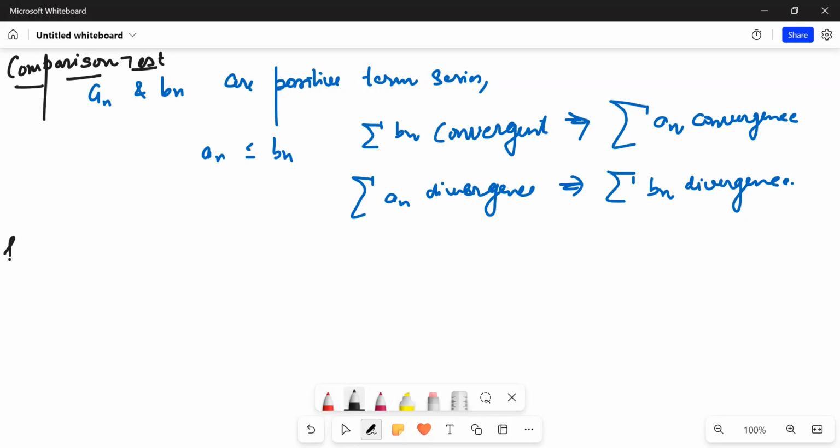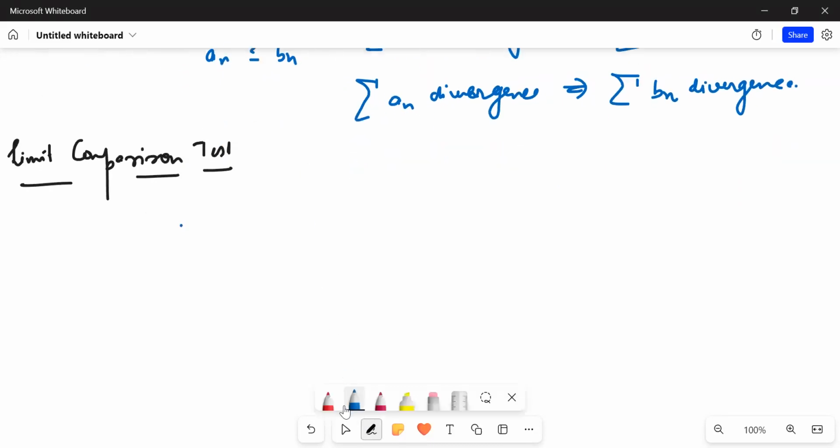Now let us do something called the limit comparison test. And this is also quite important. And we'll see how all these things we'll use in conjunction with one another. Now, what is limit comparison test? I'll just be giving it a little bit of insight. I'll not derive it or prove it.